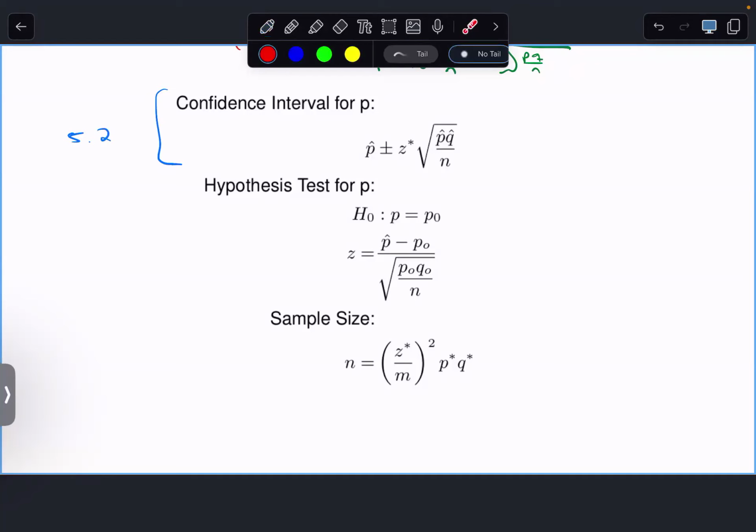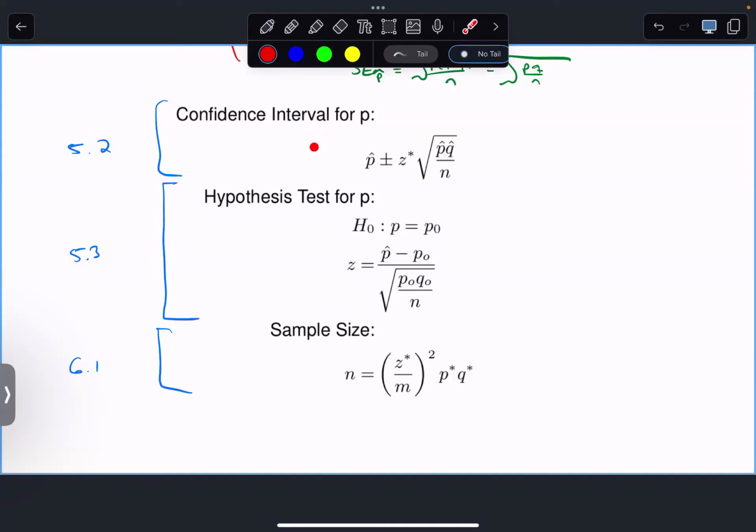In 5.2, and then 5.3, and then the sample size. I hold off until 6.1 to do that, although I'll talk about it maybe today a little bit. It's just a fun thing. It's not terribly important.